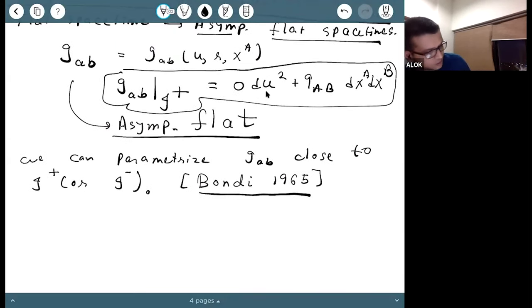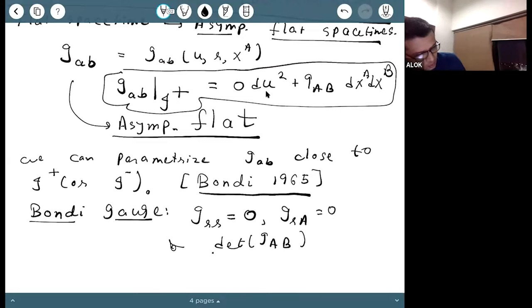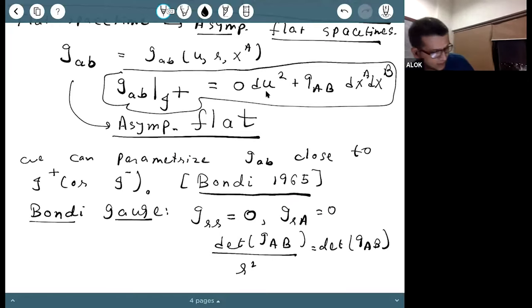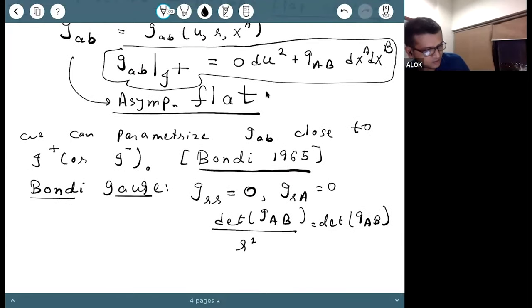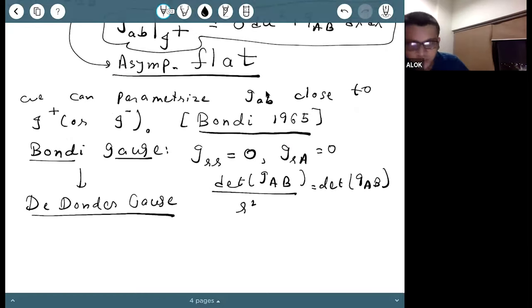And the gauge which Justin was just mentioning, which is called Bondi gauge, is a gauge in which you basically take g_rr to be zero and g_rA to be zero, and the determinant of the spherical components of the metric, the 2x2 metric, to be equal to r to the fourth times the determinant of q_AB. So these are the four conditions that he chose. This is not as common as the de Donder gauge, but perhaps more useful in the nonlinear theory, at least if you want to study radiation at null infinity, for example.